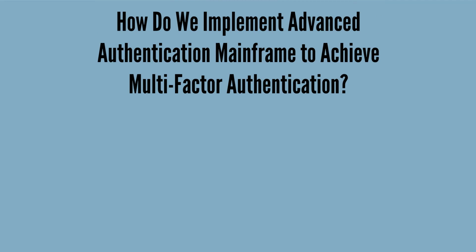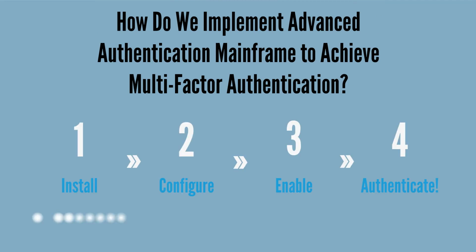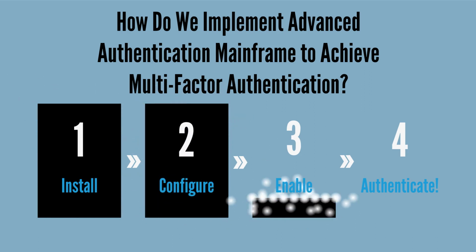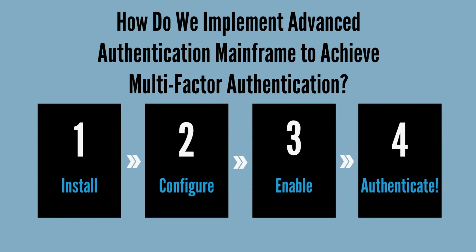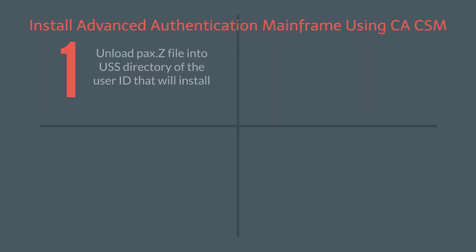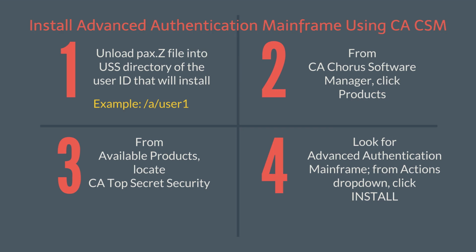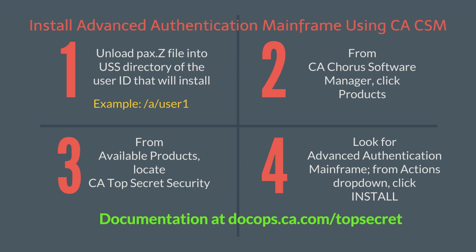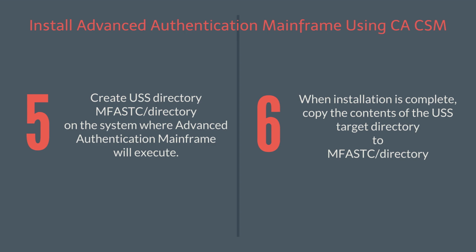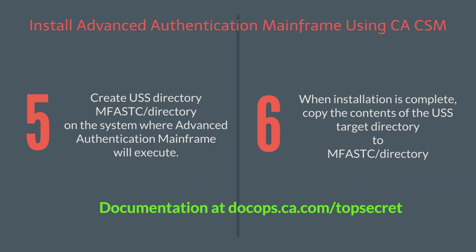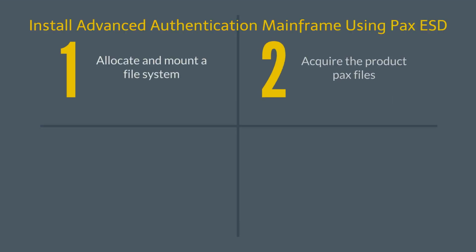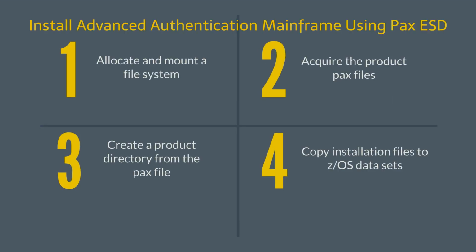So how do we implement Advanced Authentication Mainframe to achieve multi-factor authentication? Install, configure, enable, then authenticate. To install using CA CSM, follow these steps. To install using PAX-ESD, follow these steps.